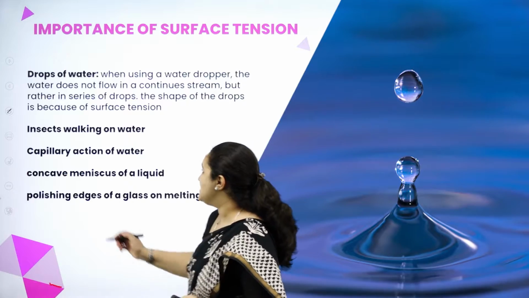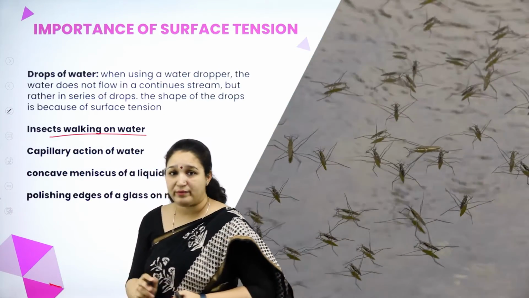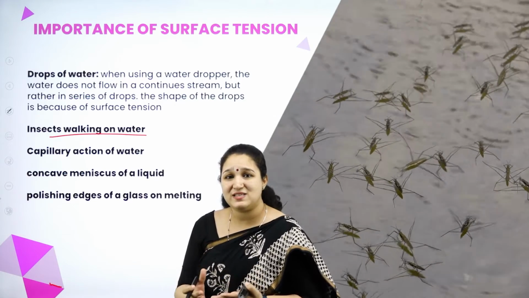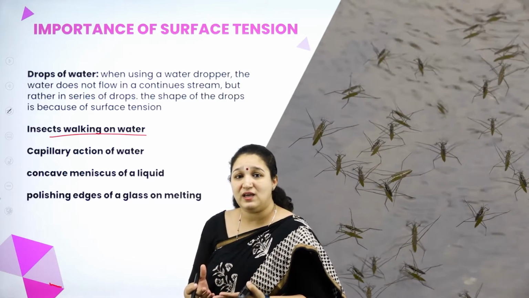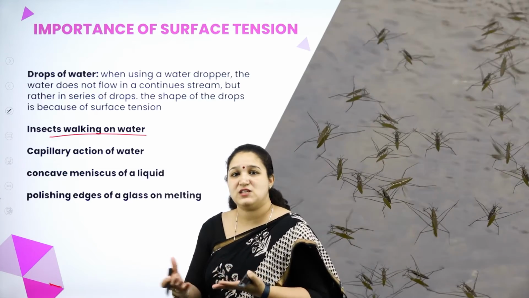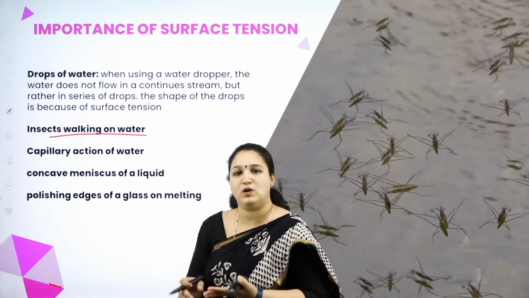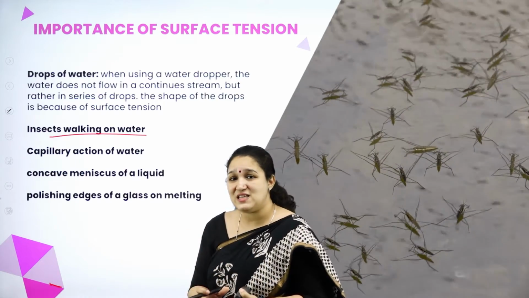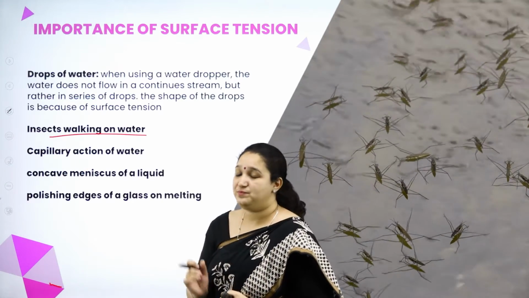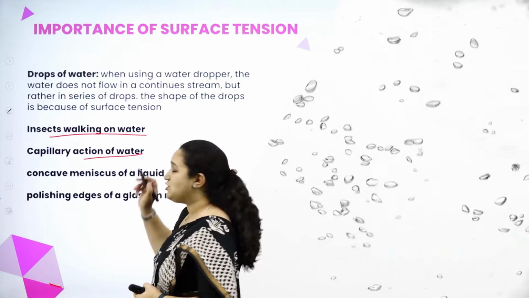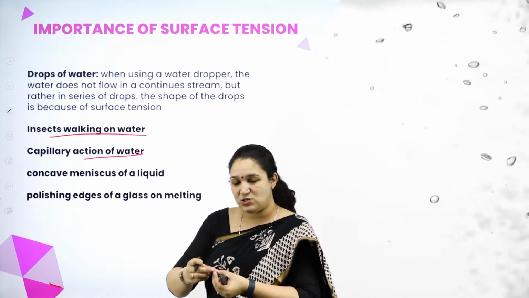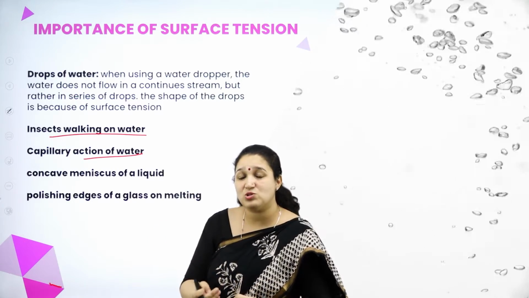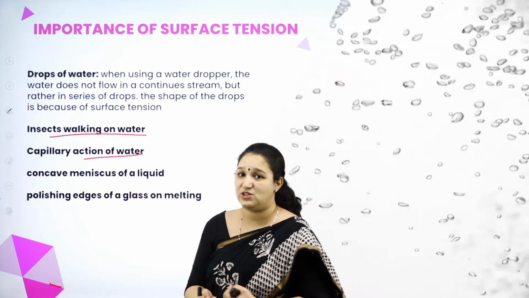Next what we can see is insects walking on water. Have you all seen that some insects can walk on water? Why exactly? Because their weight is less than the surface tension. That's why they will not go into the water. They can just walk on water. Next is capillary action of water. Water can move up in a capillary. Have you all seen that? That is also because of surface tension.